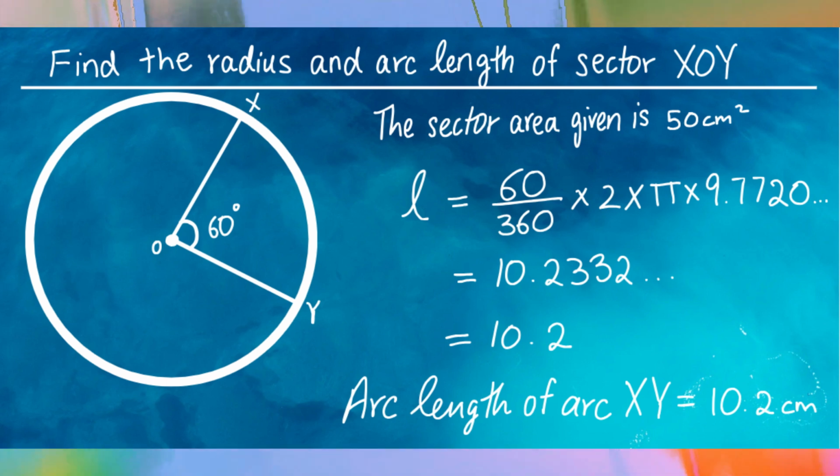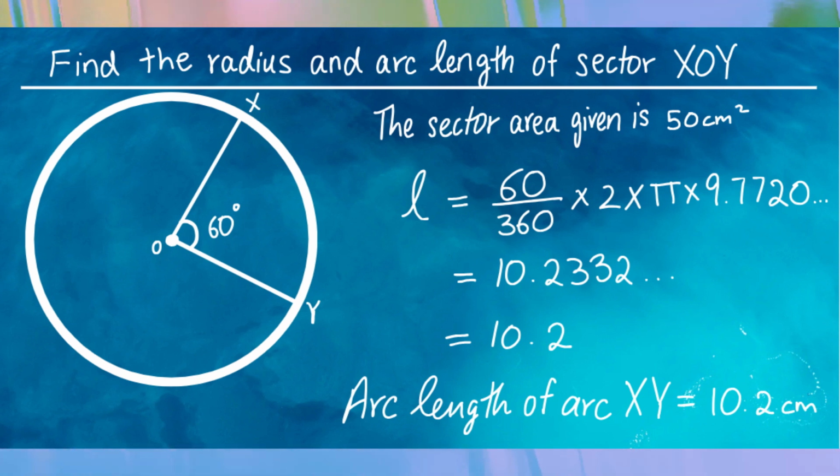Now to solve for the arc length of the arc XY. We simply substitute the values into the arc length formula: 60 for theta and the value of the radius we just found for r. However, we will not use the rounded value. We will use the longer value. Input 60 over 360 into 2 into pi into the longer value of the radius into your calculator and press the equals button to get the answer.